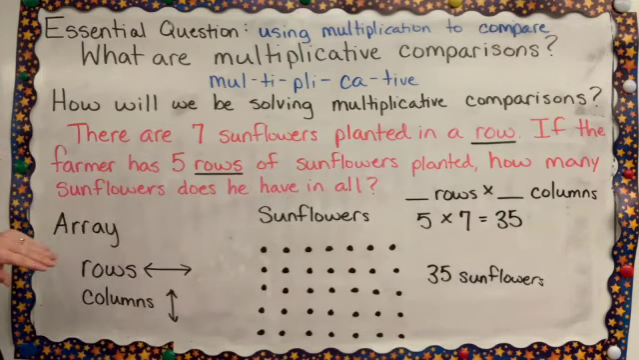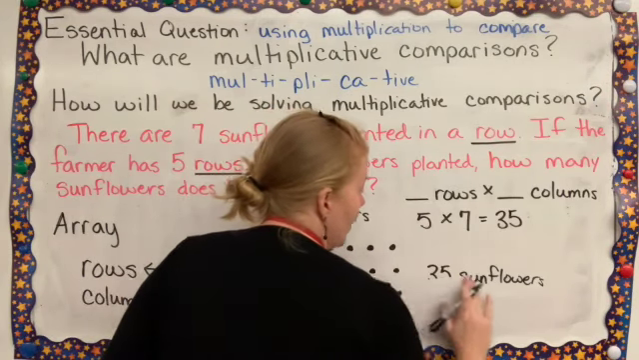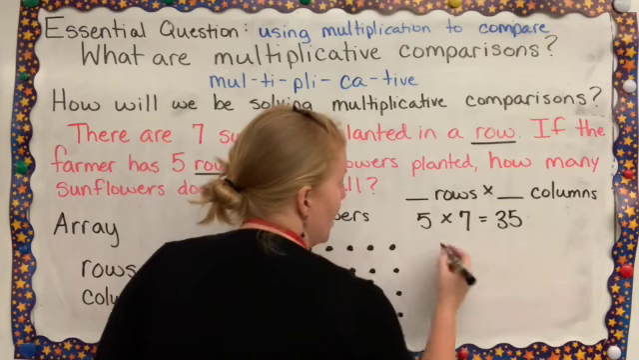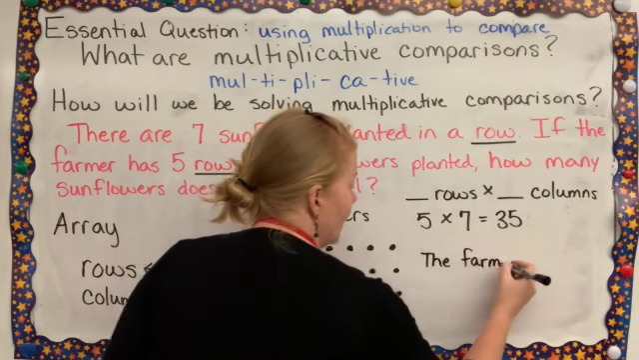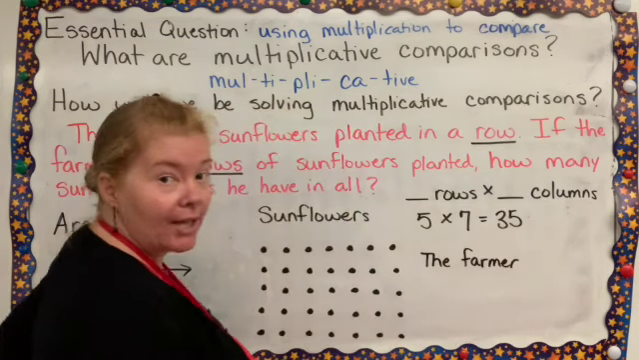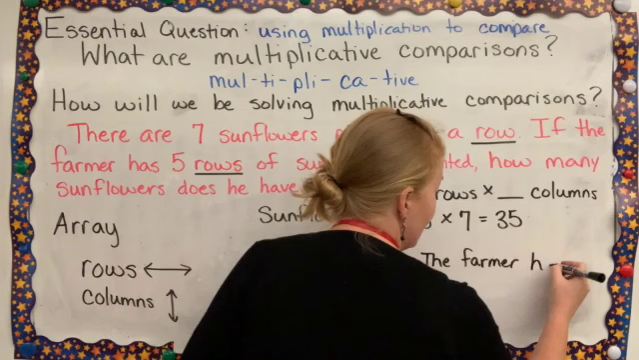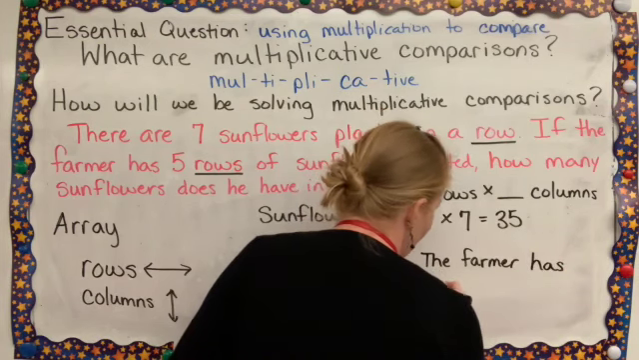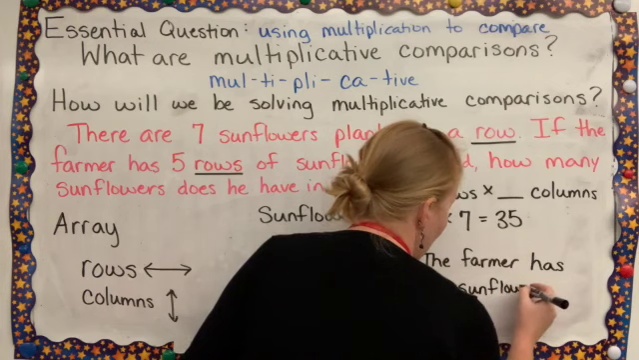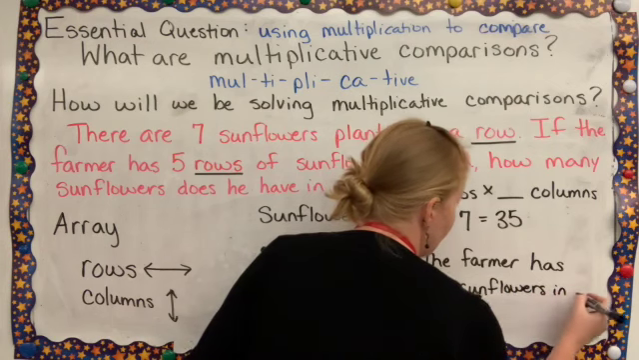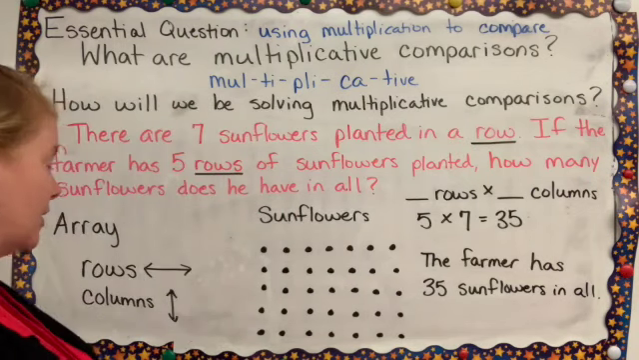How many sunflowers does he have in all? I'm going to erase that. The farmer, and if you haven't realized, I am using capital letters for the beginning of my sentences, the farmer has 35 sunflowers in all. That would be my final answer.